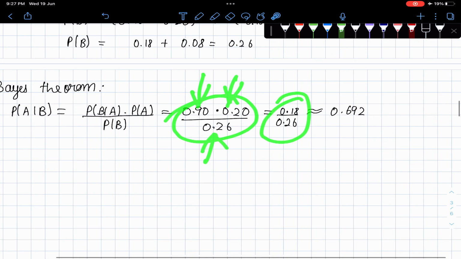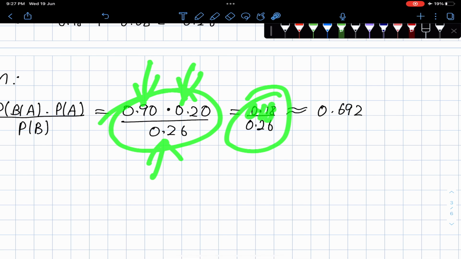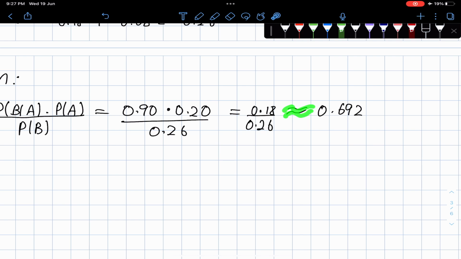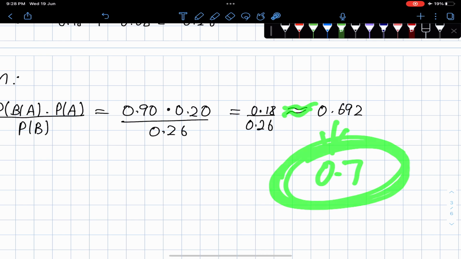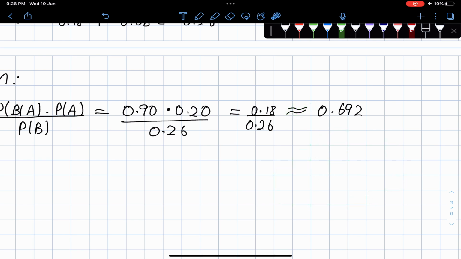And we will get the number 0.18 by 0.26, which is approximately 0.692, and this is the probability that it will rain given that the weather forecast predicts it will rain. If we approximate more, it is 0.7. So there is a 70% chance that it will rain given that the weather forecast predicts it will rain.